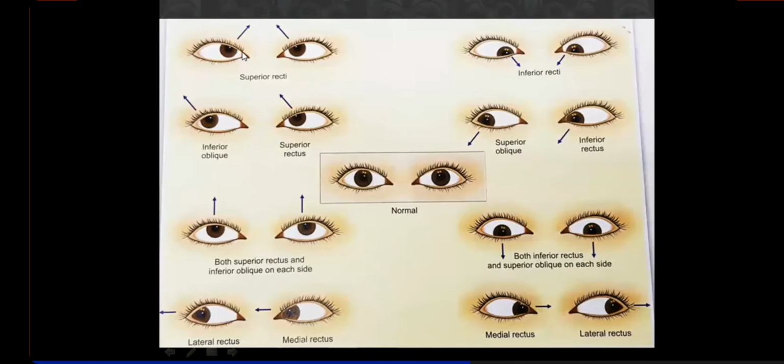ठीक है, तो अब देखो, upwards and medially the action will be by superior rectus, both the eyes, upwards and medially by superior rectus. If you're looking upwards and outwards, then it is inferior rectus. With the other eye, upwards and medially, right? Because we have a binocular movement. So both the eyes move in a synchronized way, ठीक है, together in the same direction. So if you're moving the right eye upwards and outwards, the left eye will move upwards and inwards, right? So this will be by superior rectus.